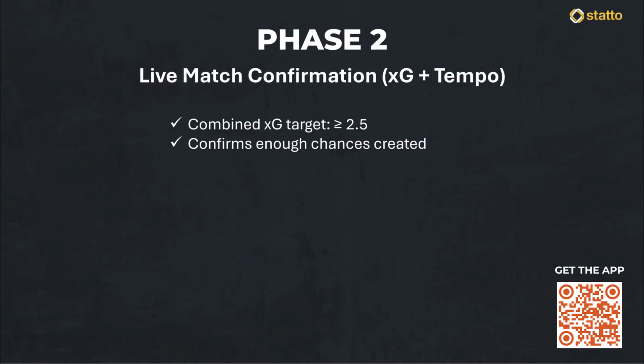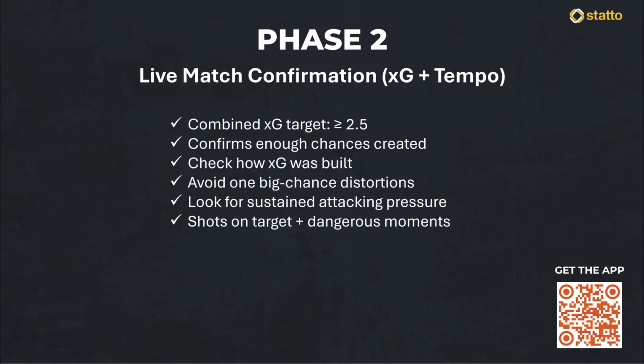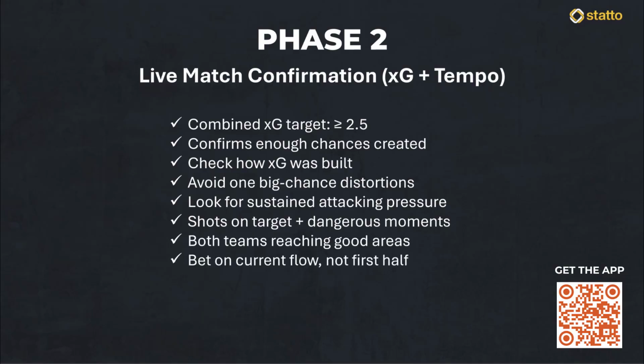That tells you the match has already created enough chances to support another goal, but it's not just about the total. You also want to look at how the XG has been built. Is it coming from sustained pressure or just one big chance earlier in the game? Ideally, you want to see consistent attacking activity, shots on target, dangerous moments, both teams getting into good areas, because that tells you the match is still active, still open, and still capable of producing another goal.